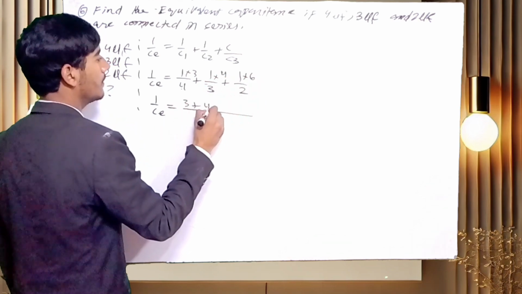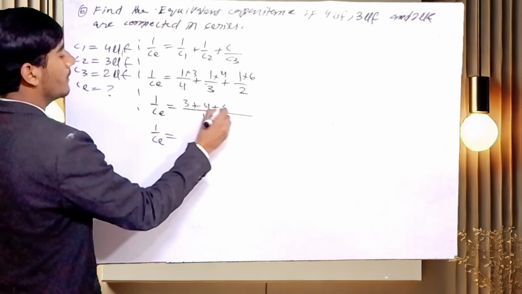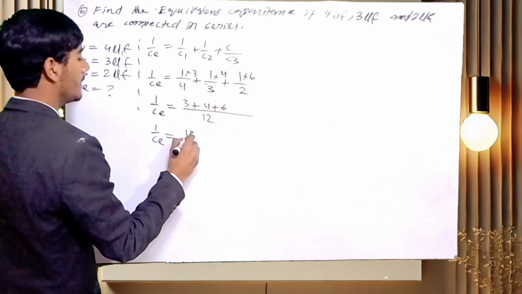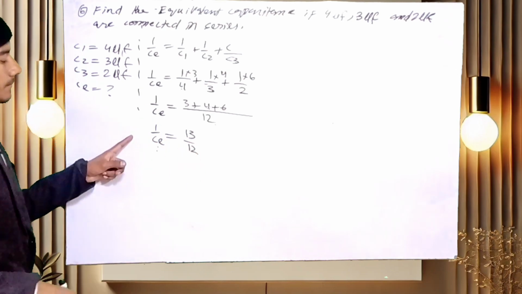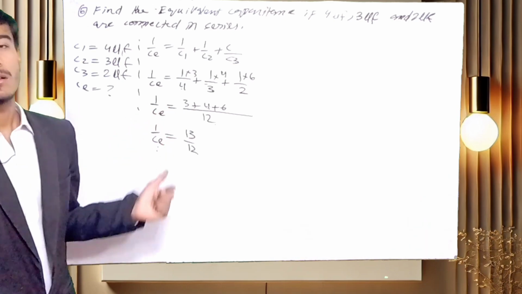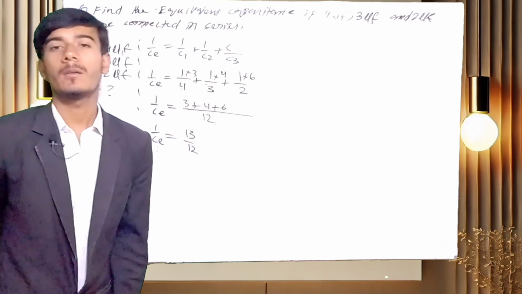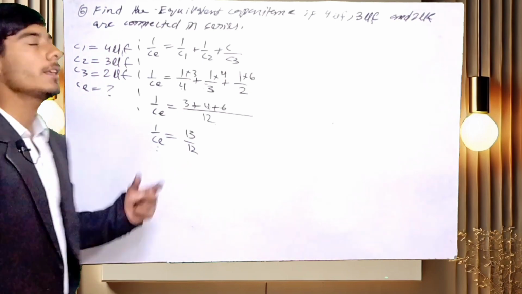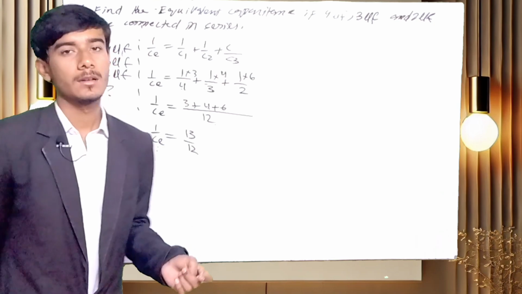Now 3 plus 4 plus 6. So 1 upon CE is equal to 13 upon 12, since 4 plus 6 is 10 and 10 plus 3 is 13. Now I am going to convert 1 upon CE into CE. I am going to turn the numerator into the denominator and the denominator into the numerator, because I have to find the equivalent capacitance, not 1 upon CE.